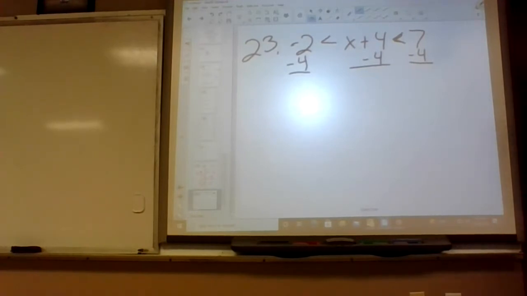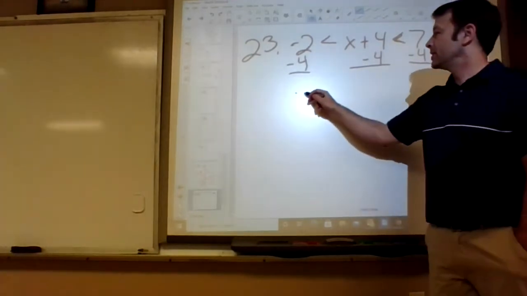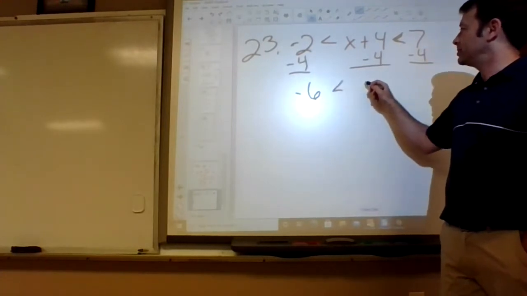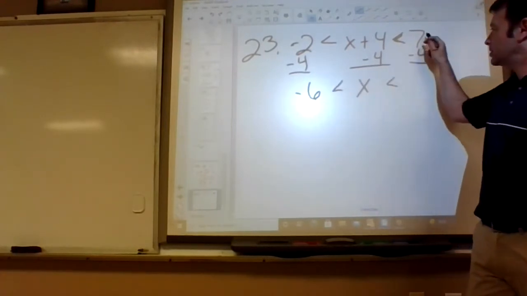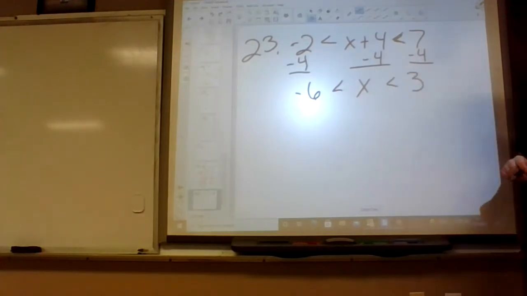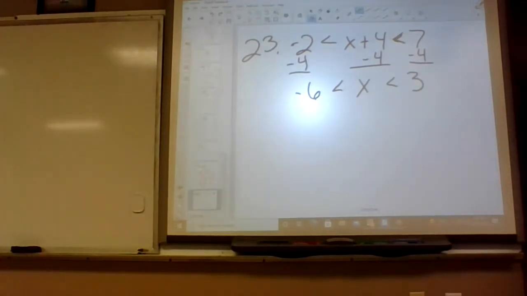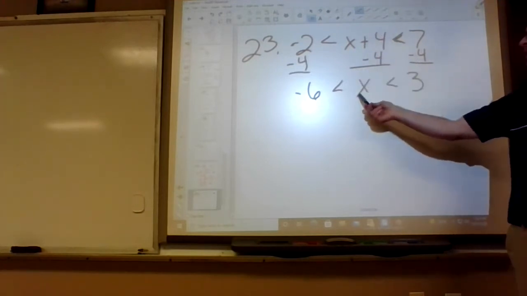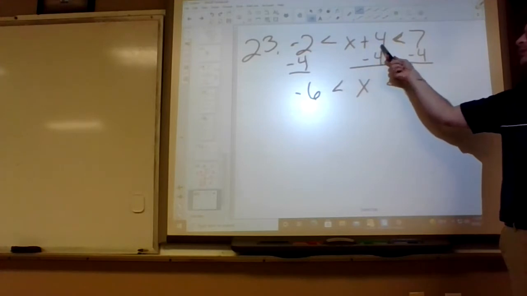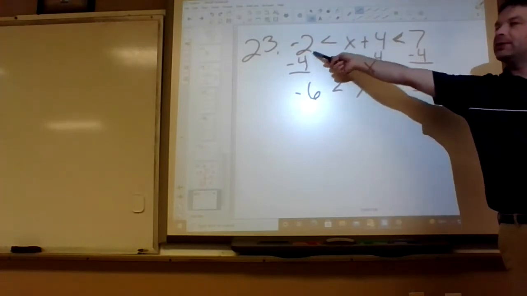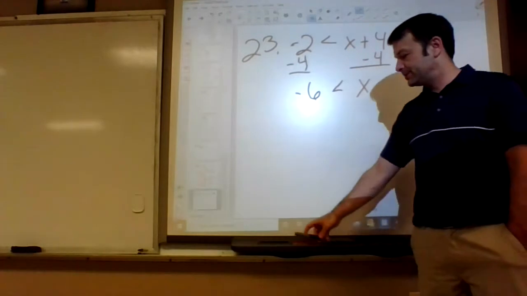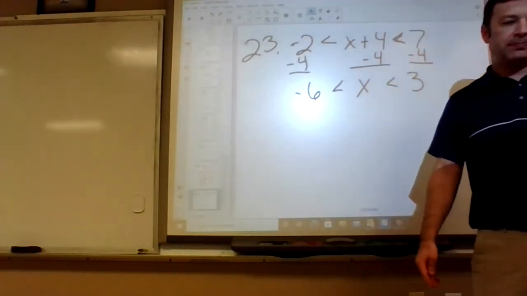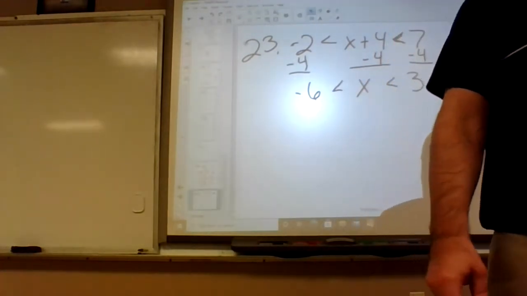What is -2 minus 4? -6 less than, what's going to be in the middle? x. x less than 3. So basically x can be any number between -6 and 3. If you make up a number between -6 and 3, it should work up here. Like 1. 1 plus 4 is 5. 5 is less than 7. 5 is greater than -2. Anyway, just proceed. So that's basically how you do 24.